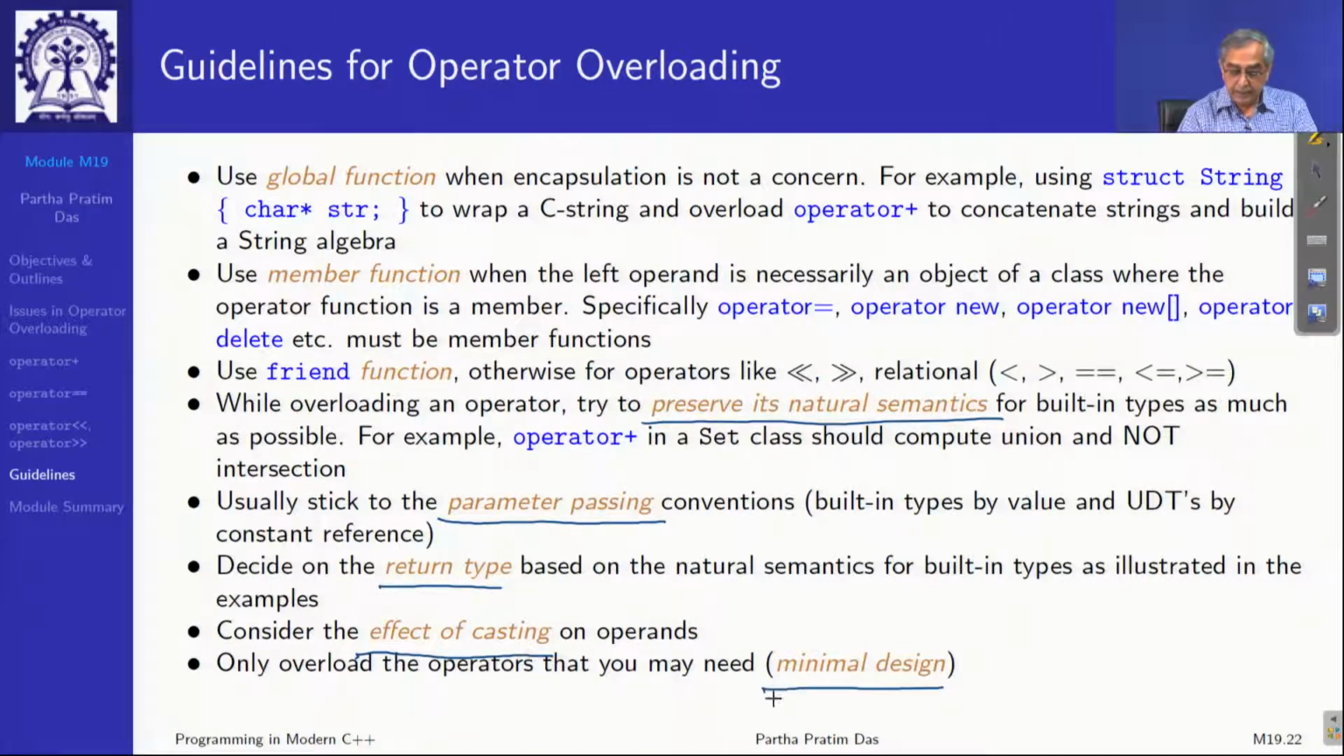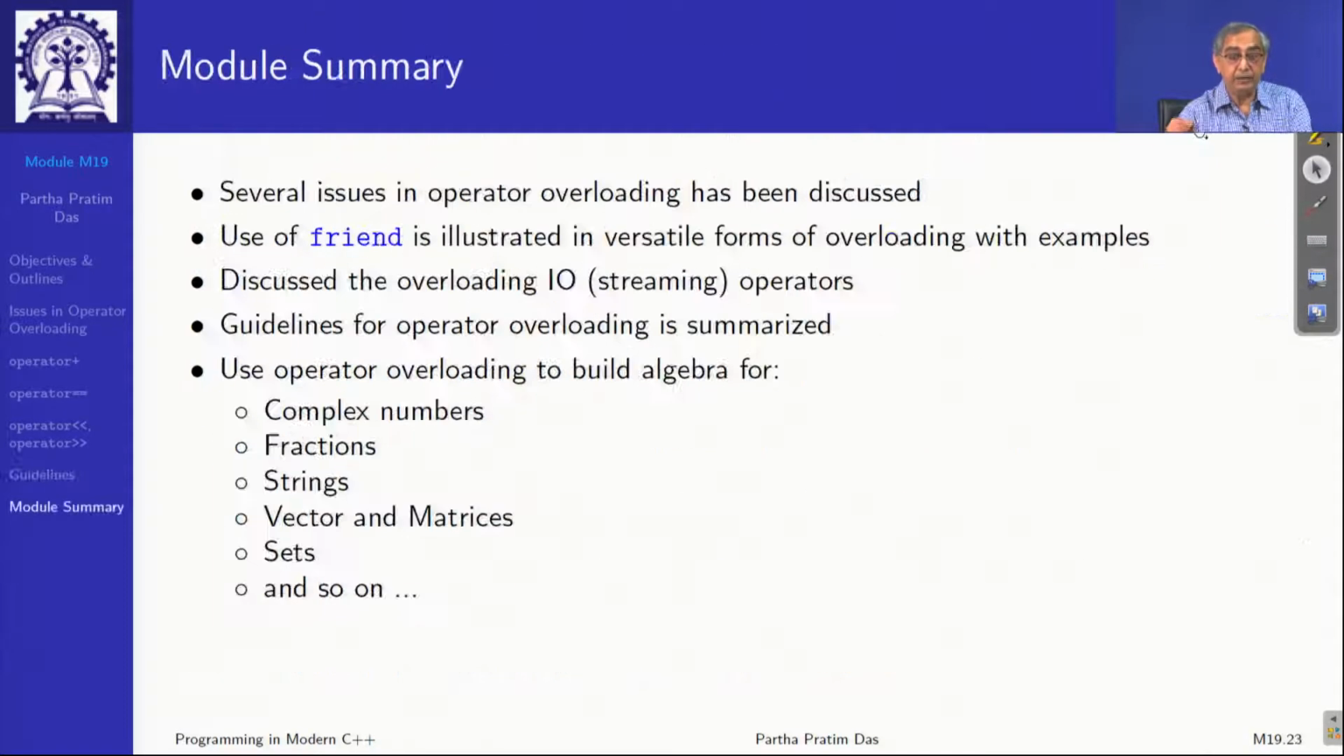And last but not the least, do not overload an operator which you do not need to, that is, skip to a minimal design, because the more you overload operators, you are adding semantics to your design and it may be confusing for someone who is not well acquainted with your design. So, only add operators that you really need for your class. So, we have talked about several issues of operator overloading, and particularly highlighted the context and the mechanism by which friend functions can be used for operator overloading to get a really nice solution for IO operators and so on. This operator overloading can be used to build algebra for various different types, as we will see more and more.